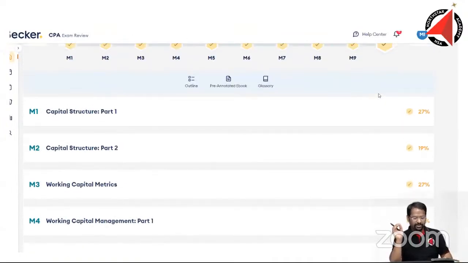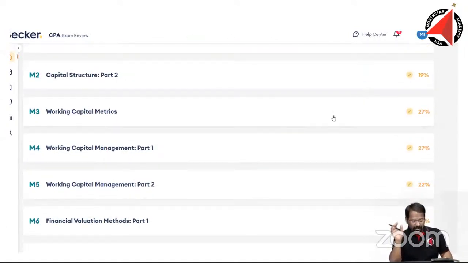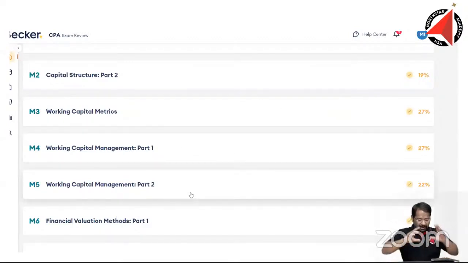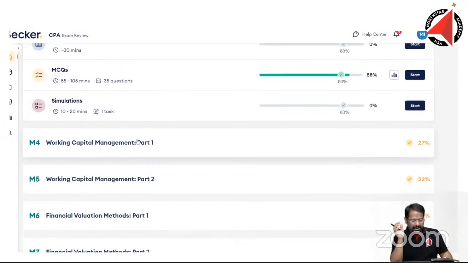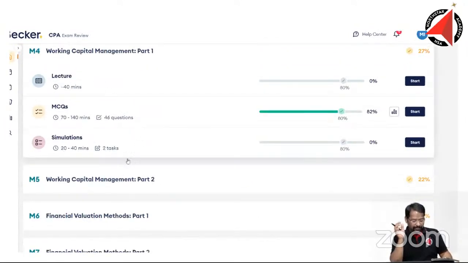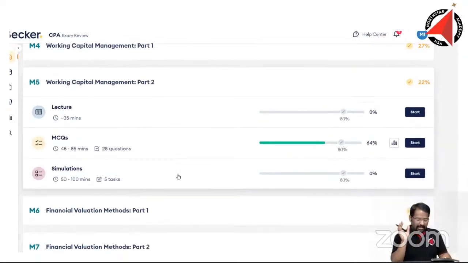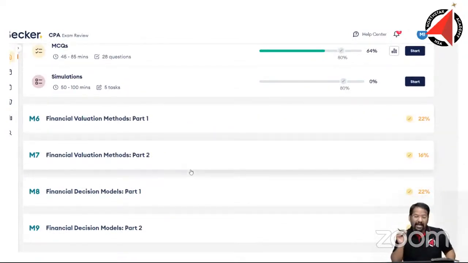The next one, capital structure 1 and capital structure 2, is quite a simple topic. We are going to enjoy this. Working capital metrics, working capital part 1, working capital part 2, all these 3 are one topic. Becker has broken it because it does not want one topic to become so big that you can't finish it in one day. So they keep breaking the topic so that it remains within 30 minutes to 1 hour of lecture. It is just broken into 3 lectures, but we will finish all 3 together in one go, and it is interesting.